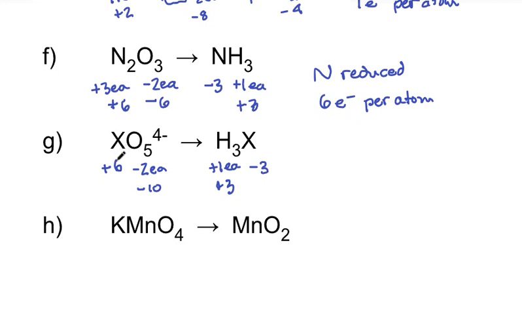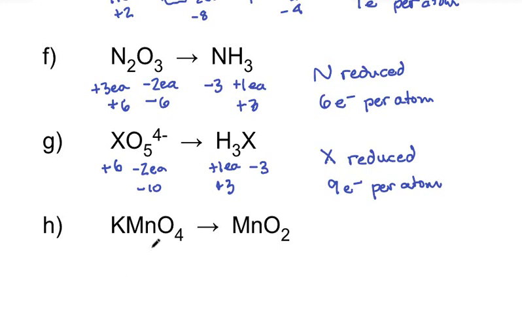X went from +6 down to -3. What happened to it? It was reduced because its state went down. How much was it reduced? From +6 down to -3 is a difference of 9 steps, 9 electrons per atom.